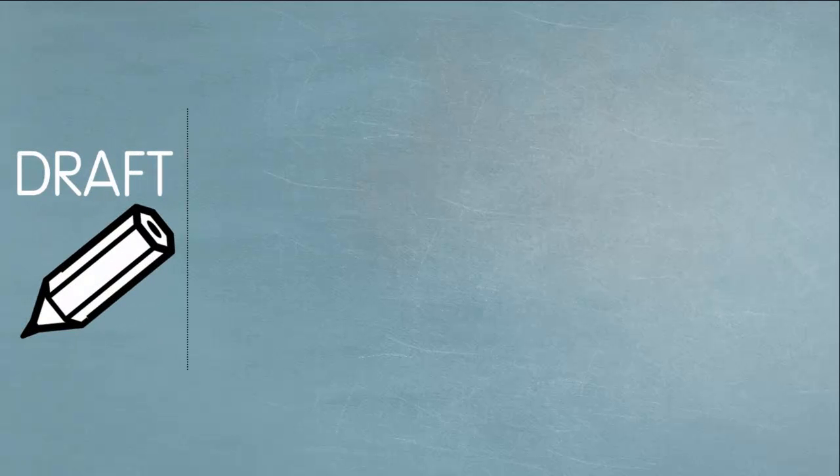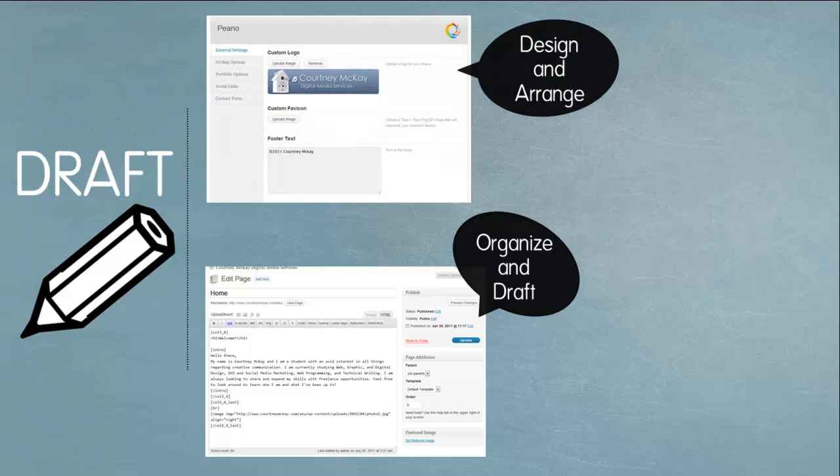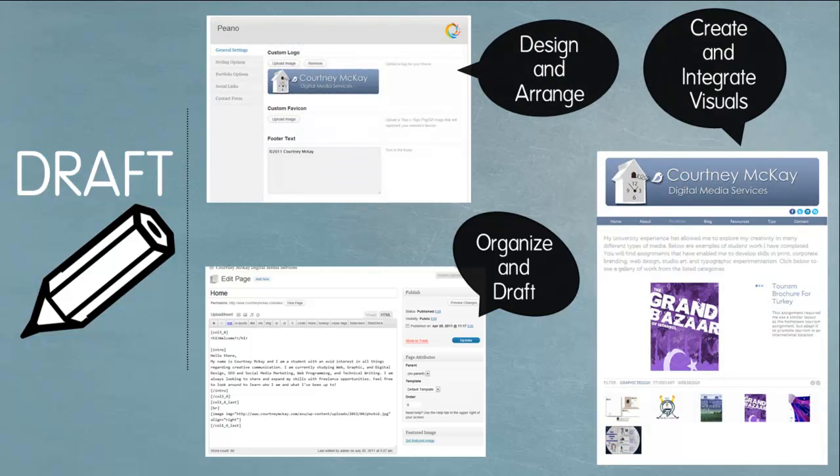After conducting some solid research, I moved on to the PSA's draft step. Within this step, the majority of the professional website's construction was completed during these 3 tasks: organize and draft the document, design and arrange the document, create and integrate visuals that help communicate the information. Because the earlier plan and research steps formed a solid concept, completing the draft step was quick and easy.